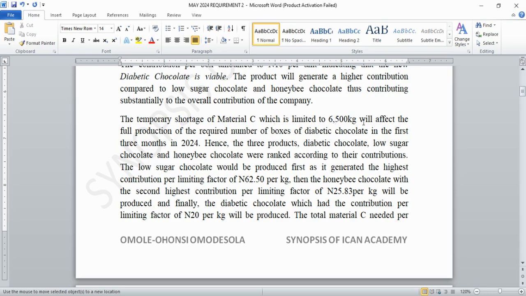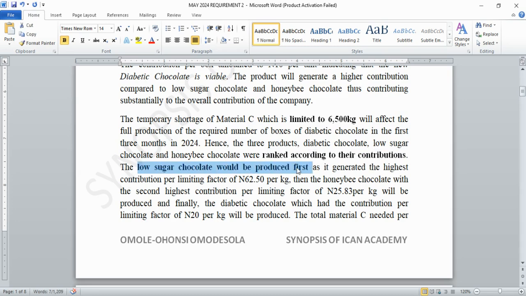Temporary storage happened, which is limited to 6,500 boxes. Hence, the three products were ranked. What did you do? Because of the limitation of the boxes, the products were ranked according to their contributions. Low sugar we produced first, as it contributed the highest contribution of 2 naira 50 kobo.